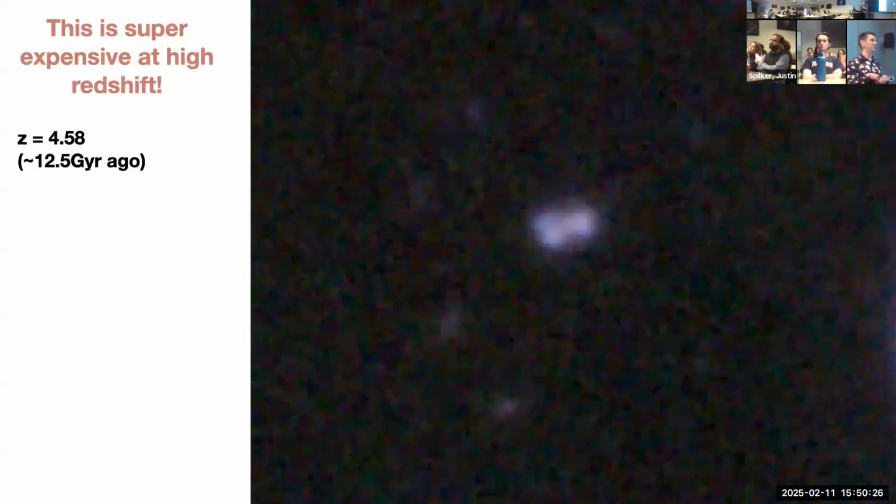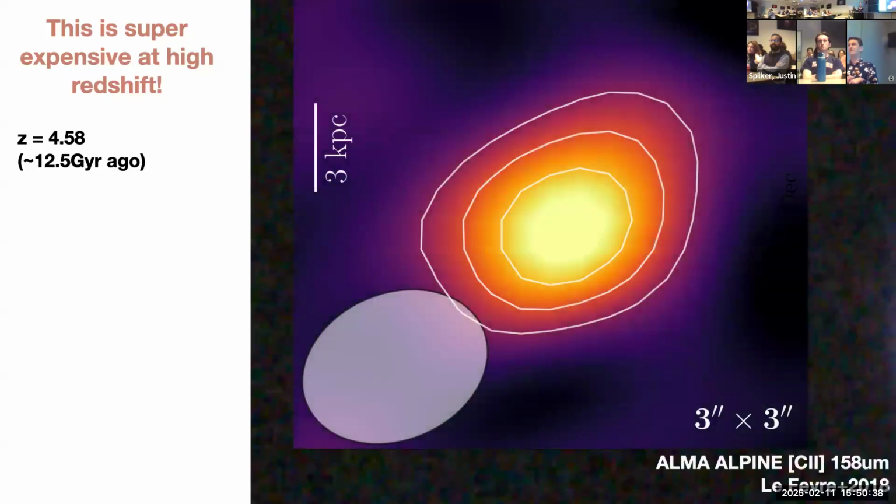That becomes super expensive as you go to high redshifts. So here's our typical massive galaxy at a redshift of about 4.6 again. If I show you the best available map of the gas in this galaxy, it looks like this. There it is. We just really aren't at the level of detail when we're trying to look at the fuel for star formation at these high redshifts.